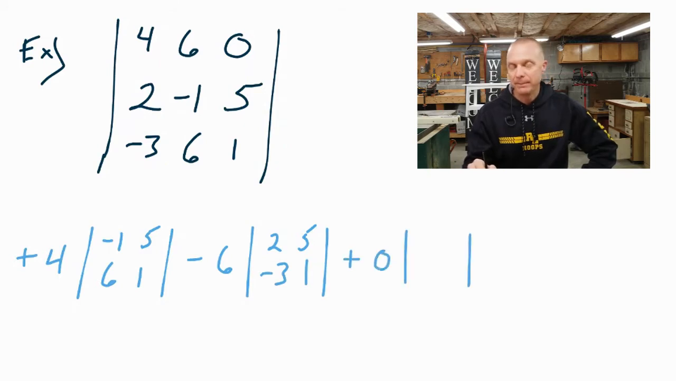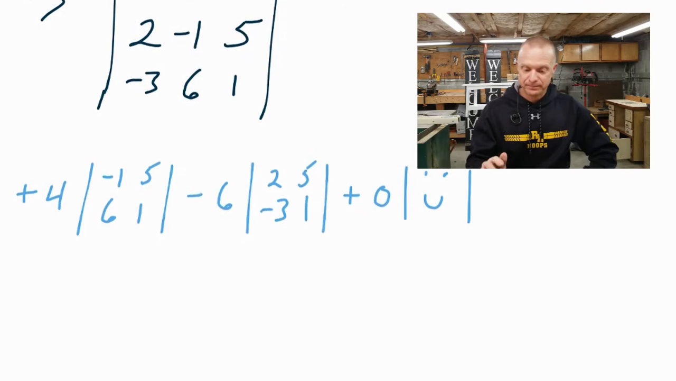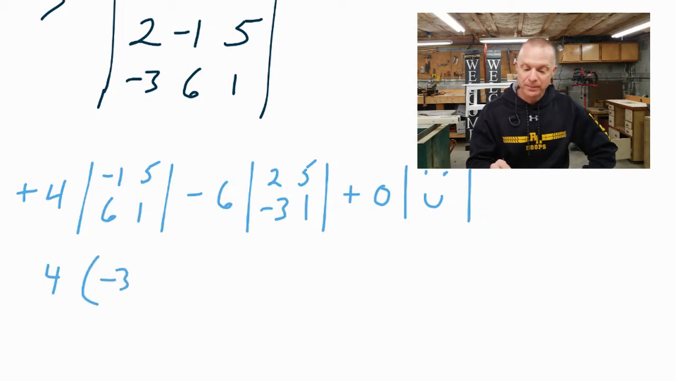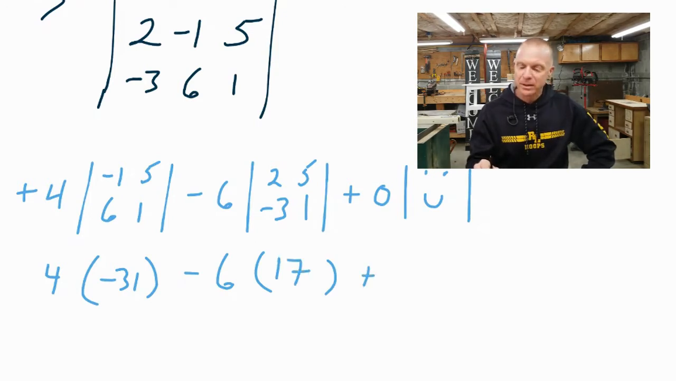Ooh, wait a minute. A coefficient of 0? Doesn't matter what I put in that 2 by 2 matrix. All right, you'll find out that zeros can be very helpful when it comes to finding a determinant. Okay, so how's some of the in-between numbers here? We should end up with a determinant of negative 31. Here we should end up with a determinant of 17, right? And of course, the last one, we know that it's going to be 0 no matter what.